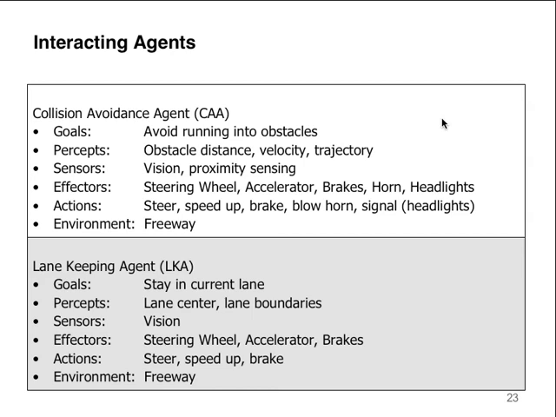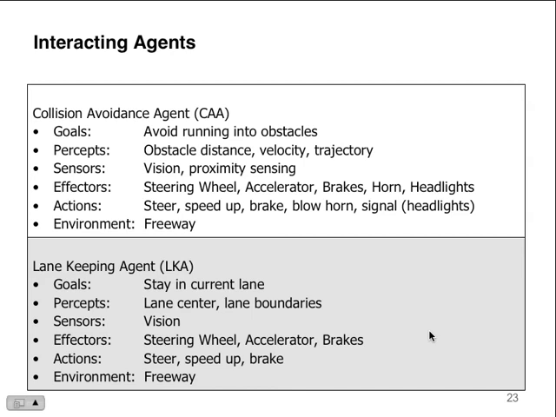Effectors, the output is going to be steering wheel, accelerator, brakes, horn, lights. It's things that might be affected by the condition as we get closer. The actions might be steering, speed up, brake, blow the horn, signal with the headlights or something. Environment: we're going to just consider the freeway in this particular example. If this was supposed to be for parking, it wouldn't be. It would be city streets or parking lot. For the lane keeping agent, we're looking at staying in the current lane, and the lane center, lane boundaries, the vision, steering wheel, accelerator, brakes, steering, speed up, brake, freeway.